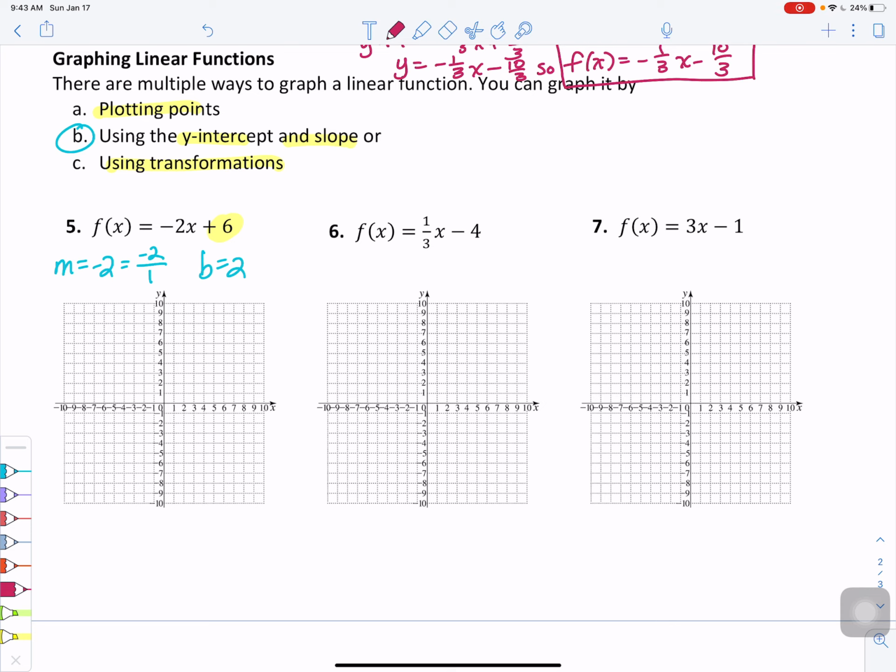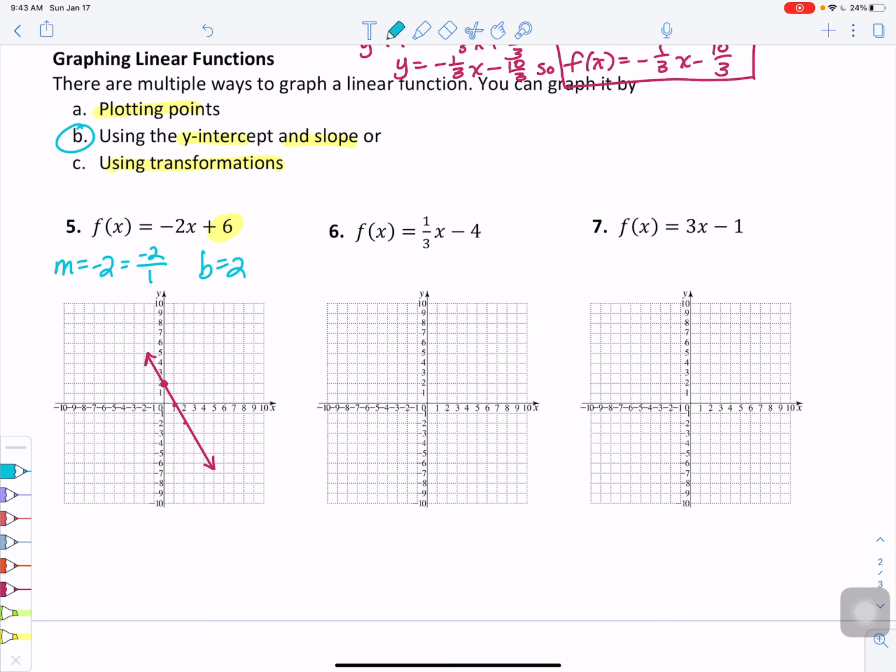So we go down 2 to the right 1, down 2 to the right 1. And now we have a slope of negative 2. And there is your graph of the function f of x equals negative 2x plus 6.